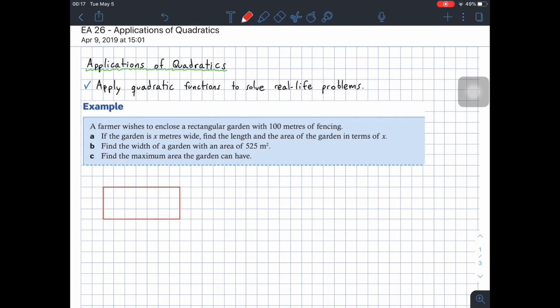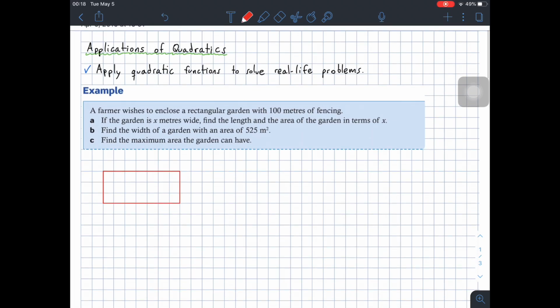And we know that we have in total 100 meters of fencing, right? So we cannot use more than 100 meters, but if we want, we could use less than 100 meters. But later on in part C, we're asked to maximize the area. If we want to maximize the area, we should use all of the fencing we have, right? So we need to use the 100 meters.